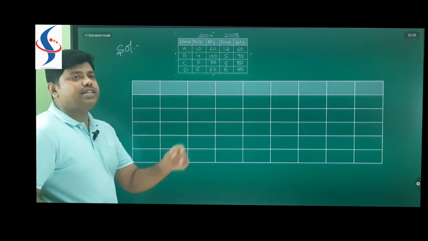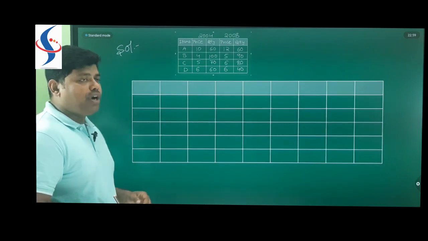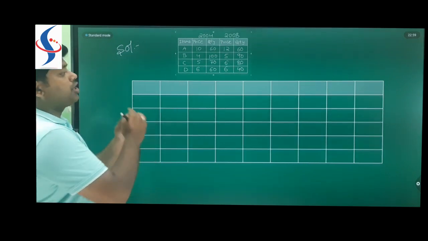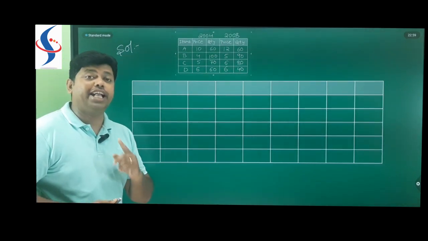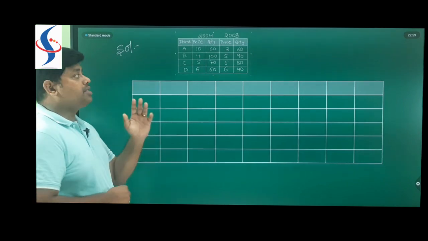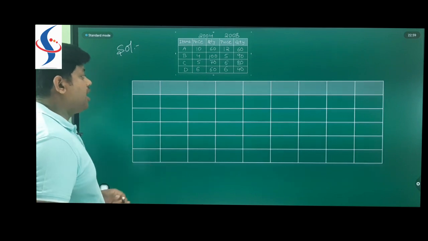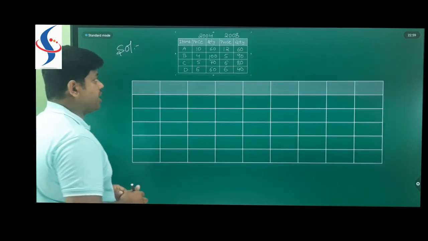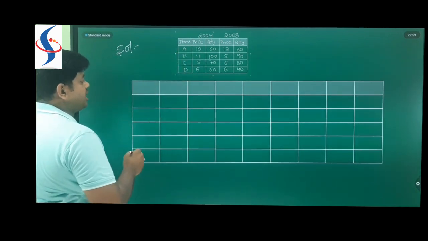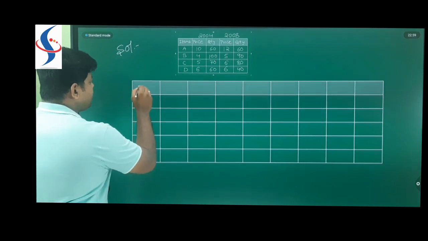For my reference, I have kept the question on the board. For the solution you need to have 9 columns. Remember, for this kind of question you need to have 9 columns. So you should be putting 9 columns for the solution. By seeing the question, I'll start writing.